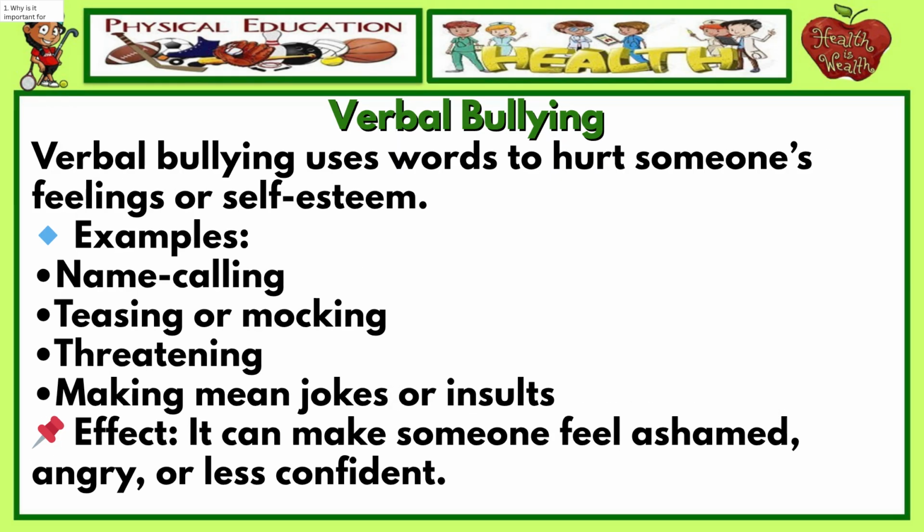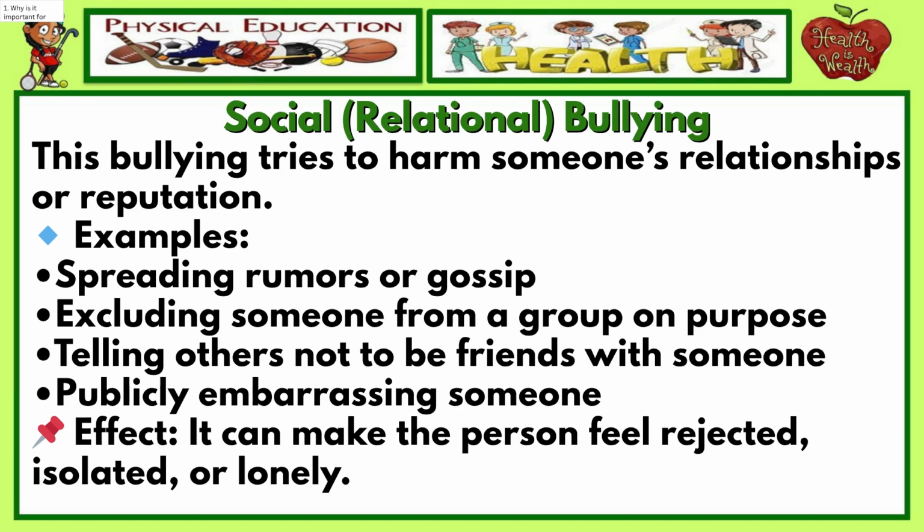Verbal bullying. Verbal bullying uses words to hurt someone's feelings or self-esteem. Examples: name-calling, teasing or mocking, threatening, making mean jokes or insults. Affect: it can make someone feel ashamed, angry, or less confident. Social, relational bullying. This bullying tries to harm someone's relationships or reputation.